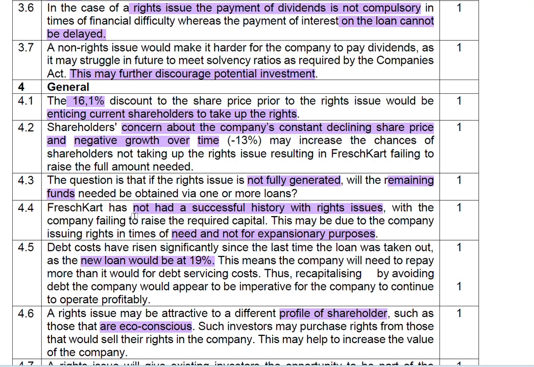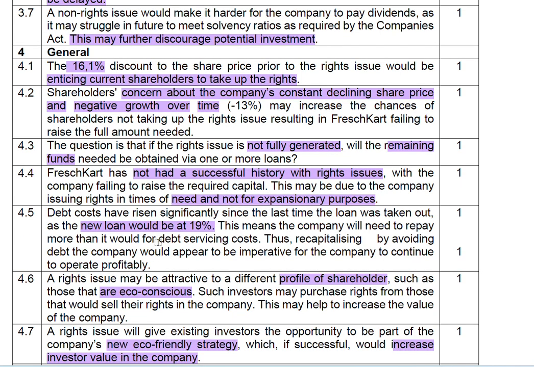Then in 4.4, the company has not had a successful history with the rights issue. That's the information we were told: they tried to finance 350, but they only managed to get 230. And if we don't go with the rights issue, the new loan that we'll get is at 19%. So are we willing to go ahead and have a loan of 19%? You remember when you were reading the scenario, it's coming from Finance Ltd. Finance Ltd said if they do refinance us, they will finance us at 19%. So if we decide not to go with the rights issue, then that means we are willing to pay this 19%.